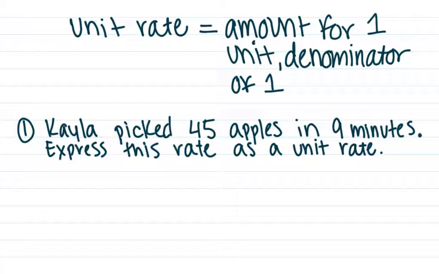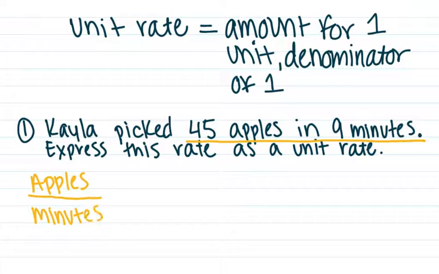Well, let's investigate that with this first example. The first example says Kayla picked 45 apples in 9 minutes. Express this rate as a unit rate. First of all, we have to identify our rate. Our rate is actually right here, 45 apples in 9 minutes. To set up my rate, I want to use my words first. So I'm going to write my rate with words. I have apples over minutes. And again, we write our rates as a fraction. You don't necessarily have to, but fractions are really the easiest way to deal with rates because we're going to use them sometimes to find other things, and so it's easiest in fraction form.